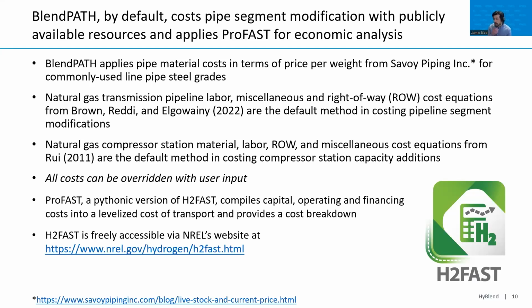Those are examples of some of the costs or the capital that we put into the economic analysis. Then we compile this all into a financial analysis using ProFast. This is a Python version of H2Fast, which compiles capital, operating, and financing structure into a levelized cost of transport and provides a cost breakdown of each of those components. H2Fast is a freely accessible tool via NREL's website at the URL as shown, and BlendPATH is dispatched with the ProFast dependency.